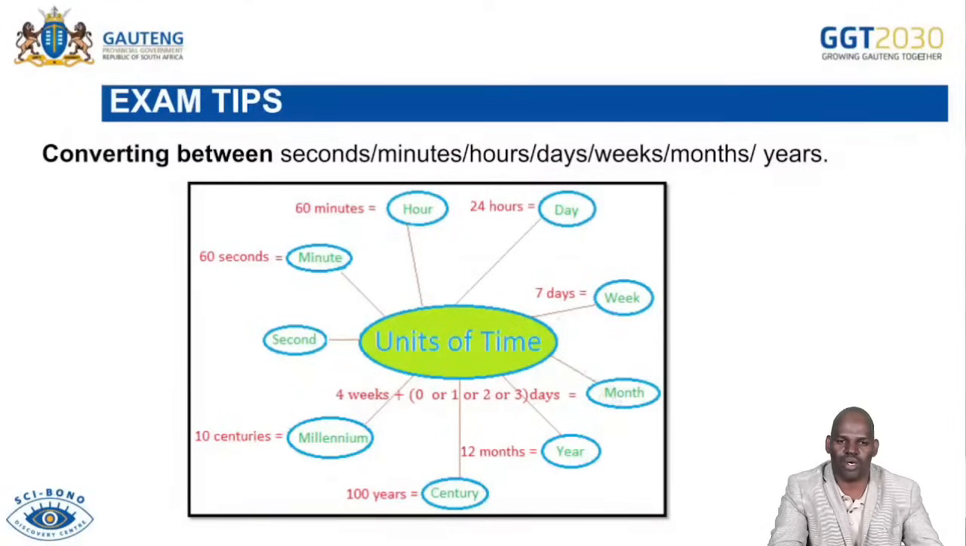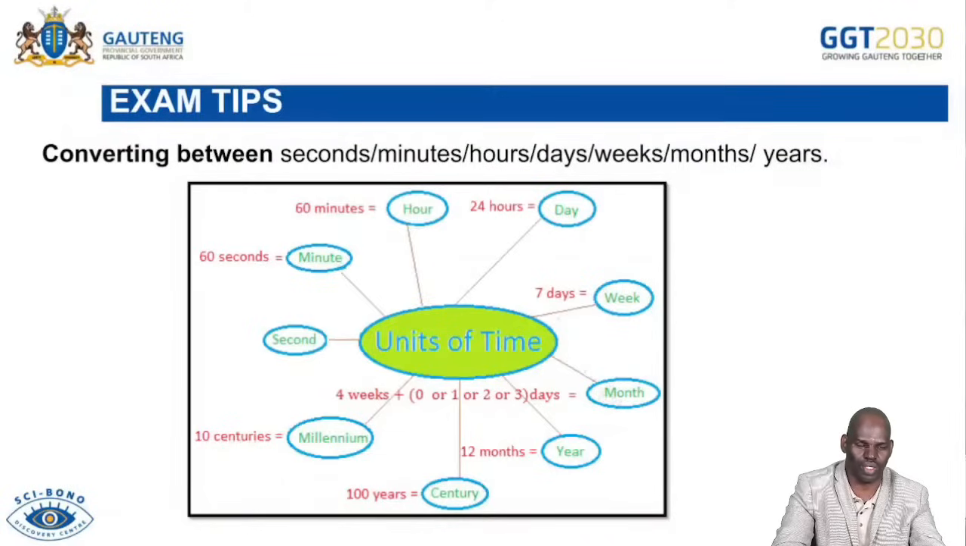If they say November, you must know that November has got 30 days. If they say December, you should know that December has got 31 days. If they say February, you must know that February can either have 28 days or 29 days. They will also specify whether it's a February for a leap year or for a normal year.